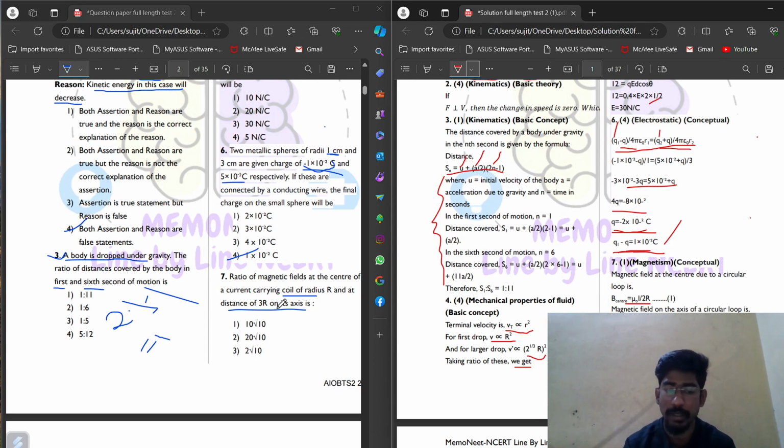But here you have to calculate the magnetic field at a certain distance from the center. The formula is mu naught I r square by 2 times x square plus r square, where x is the distance from the center and r is the radius, to the power 3 by 2. The description of how we got this formula is already mentioned in the notes, and if you follow the notes, you will get how this formula comes. Here x is given as 3r, the distance from the center. So just put the value here.